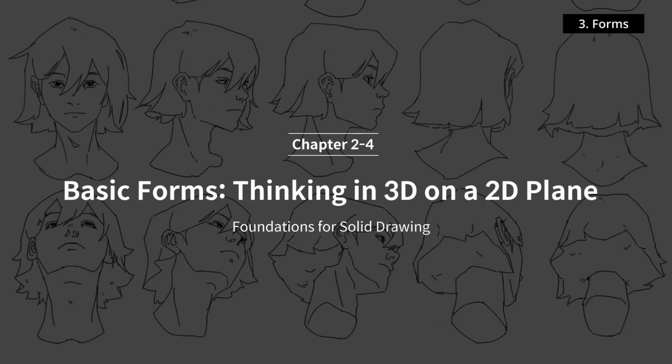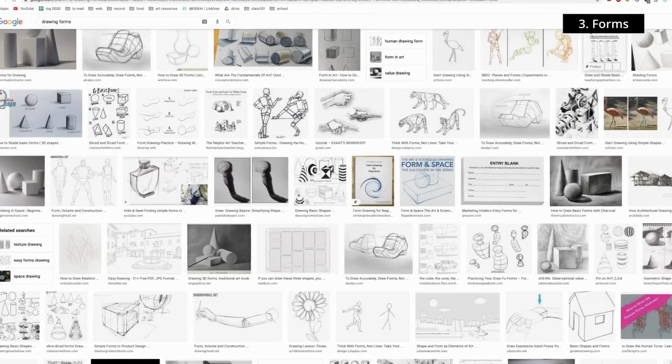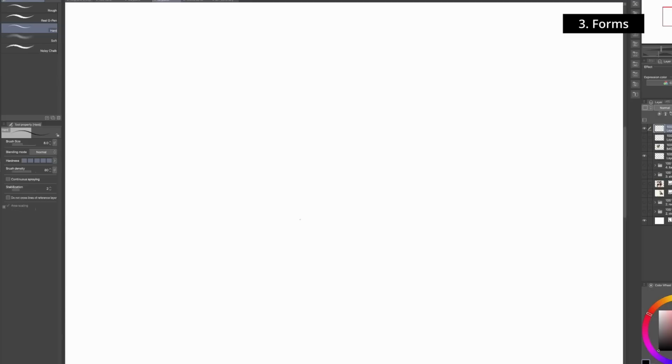Form is probably one of the most important fundamentals that you could learn. The purpose of learning forms is so that you have choices, so that you're not limited to whatever reference you're using, to whatever understanding you have of the subject already. So let's expand on this a bit.